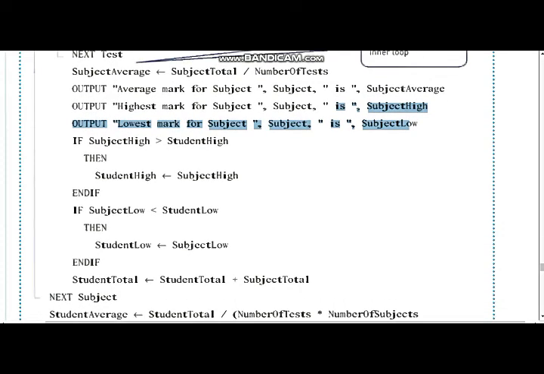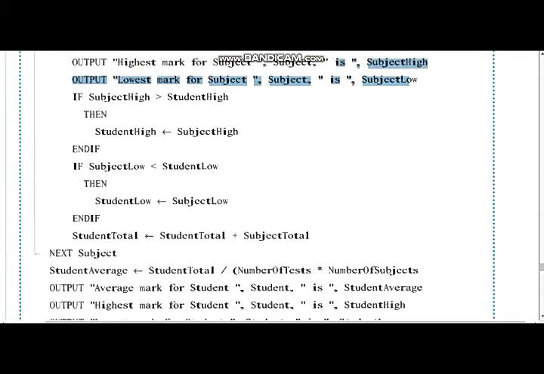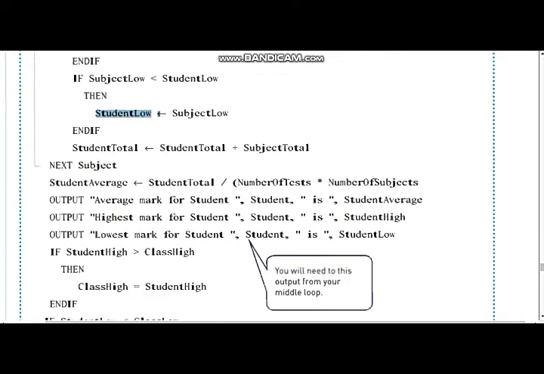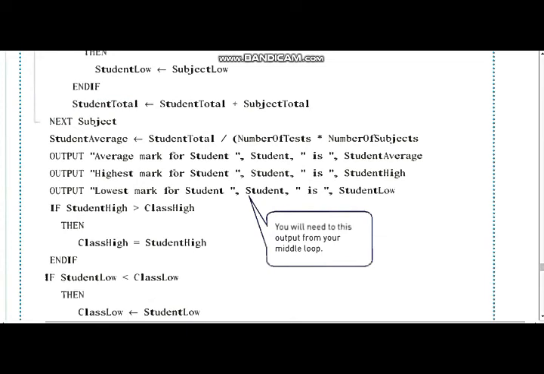After considering the subject, we will come out of that loop and we will start thinking about student high and student low, because now we are coming to the level of the student. So if the marks of that student in that very subject are higher than student high, it means we are comparing the students, that which student gets the highest marks will go into student high, and which student gets the lowest marks will go into student low. And then in the end, after coming out of that condition, we will add the subject total to that specific student's total. In our case, we are considering only one subject.